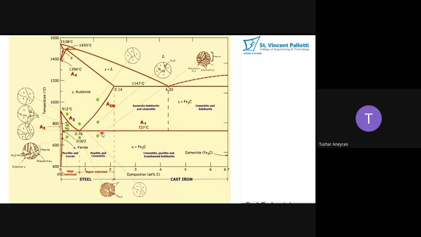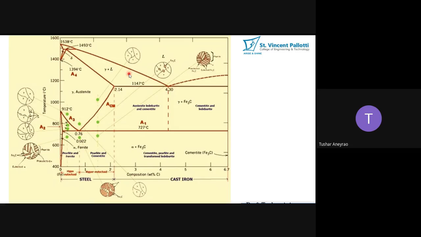Okay, then you can see that pearlite and ferrite are present below 727. You can see this line, 727 degrees centigrade. Below 727, alpha and cementite are present. Alpha plus Fe3C, which is called pearlite.